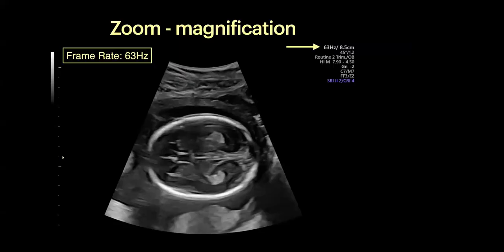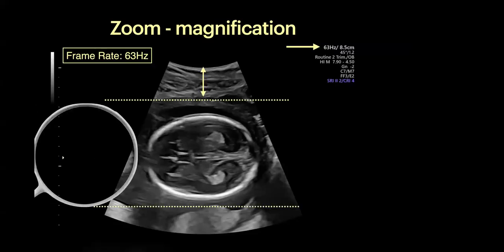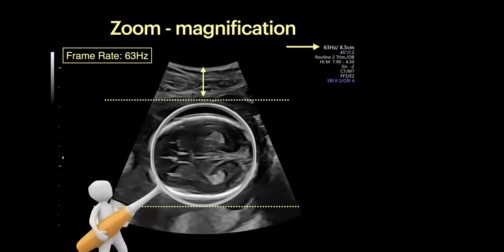So what else can we do to further optimize this image? Let's get rid of this unnecessary near field and far field space, and of course, magnify to our area of interest. So I call this step zoom magnification.